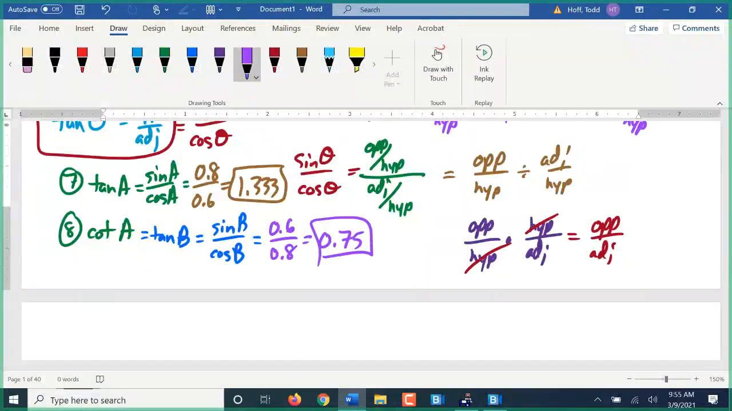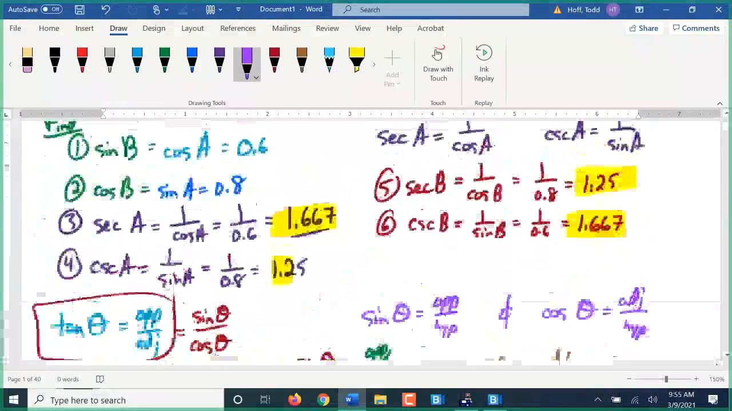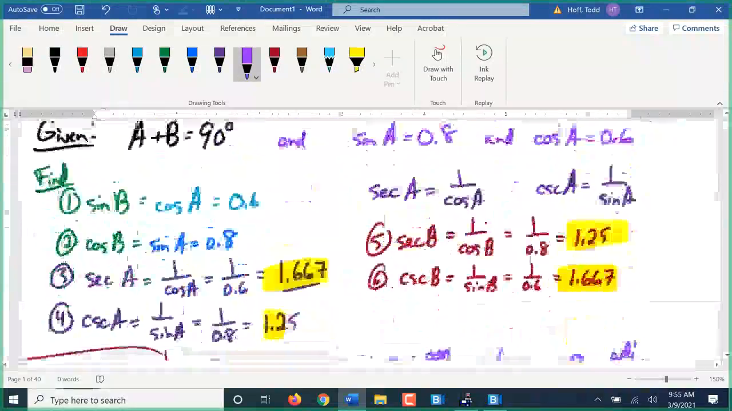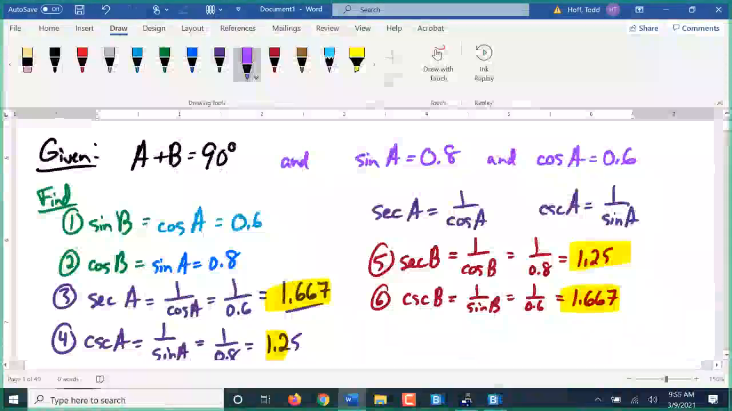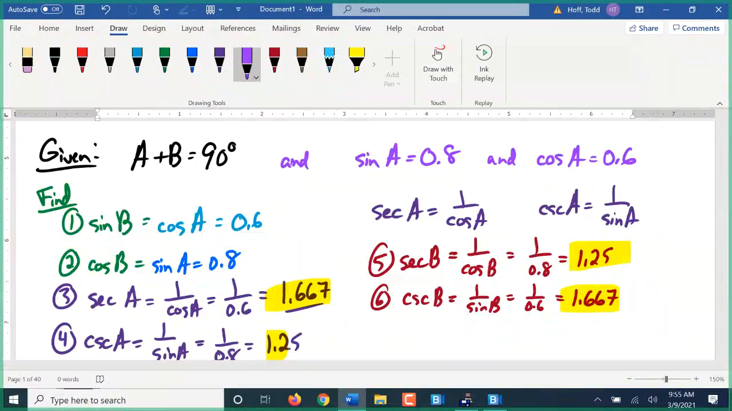So I can find the tangent and cotangent of those angles. If I know the sine and cosine of the angle, I can find secant, cosecant, and tangent of those angles. And if I know a relationship, like here, in this case, A and B add up to 90 degrees, so in other words, they're complementary, I can use it to find all those other functions as well.